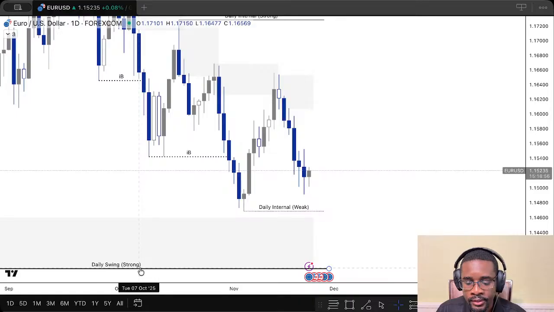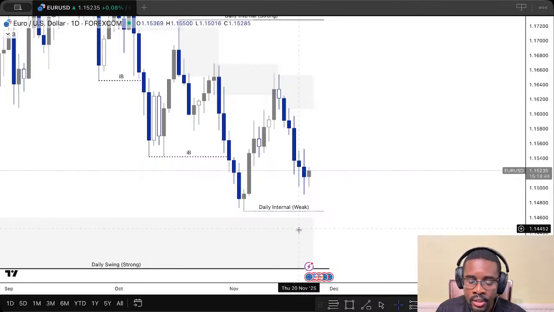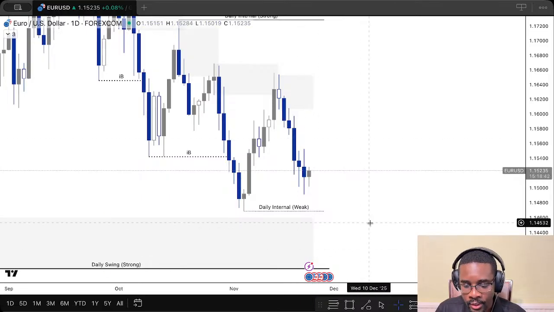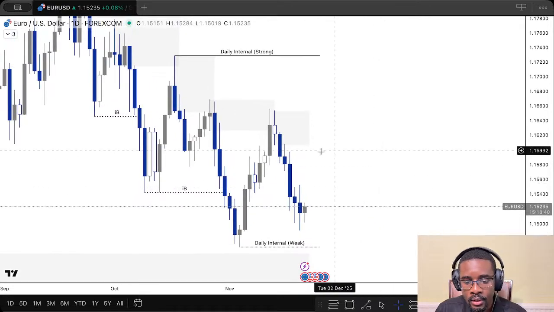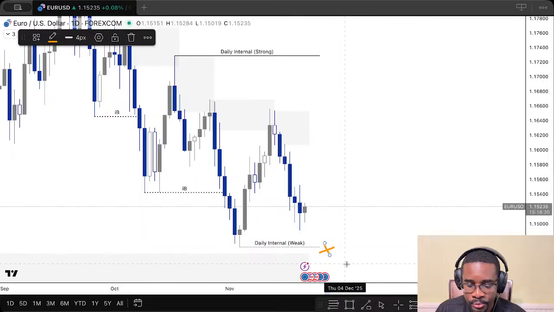If the daily swing trend is to continue bullish, it means that this is the area where it has to turn. This is the last place where it has to turn and continue bullish. But in the meantime, within our internal structure, our bias is bearish, because we're expecting this low to be run.